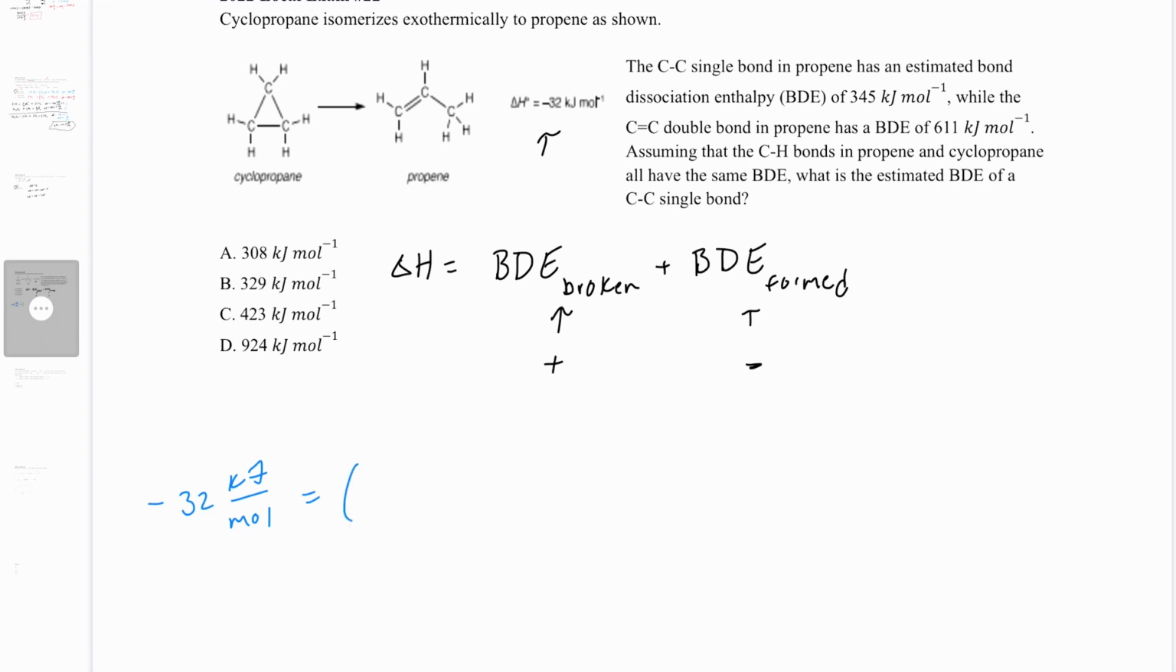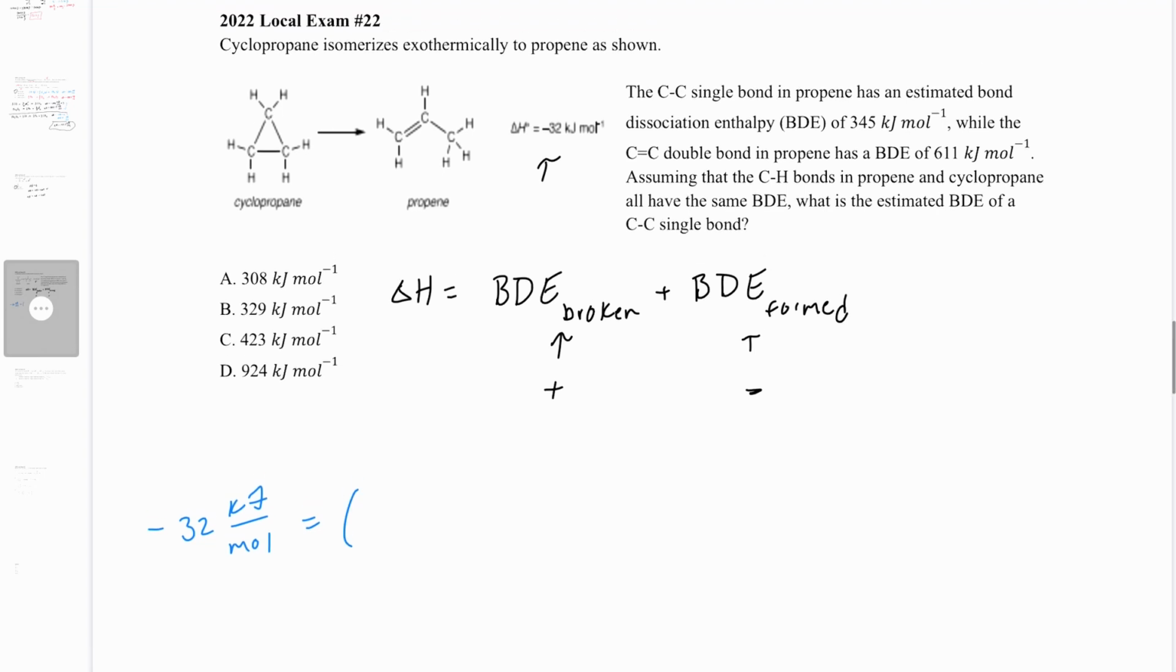Now, in this reaction here, the bonds that are broken are all the bonds in the cyclopropane. In the cyclopropane, you have 3 carbon-carbon single bonds, and you have 6 carbon-hydrogen bonds. So you have 3 times whatever your carbon-carbon is for cyclopropane. You also have 6 of your carbon-hydrogen bonds, and that is the bond dissociation enthalpies of the bonds broken. Let's look at the bonds formed. So we know that since we're forming the bond, we're going to need to negate all these values.